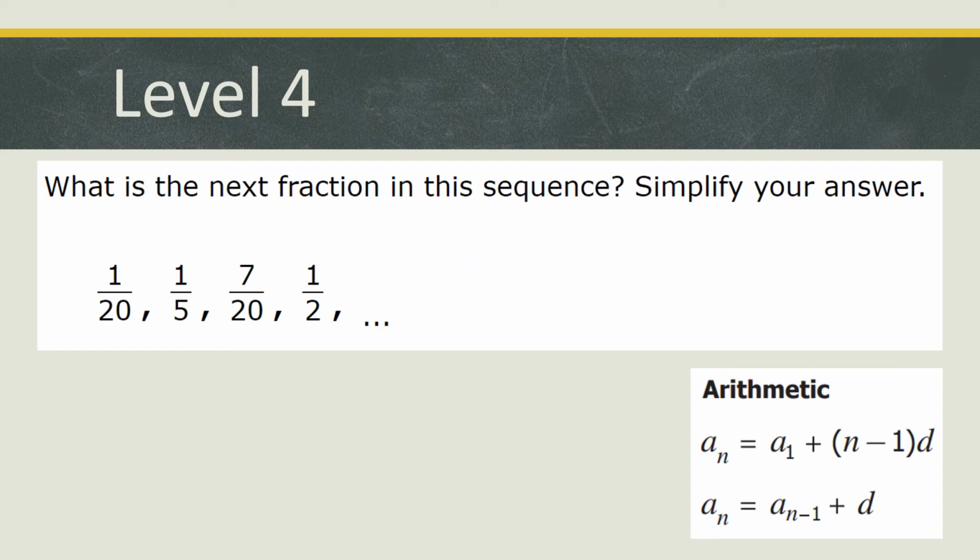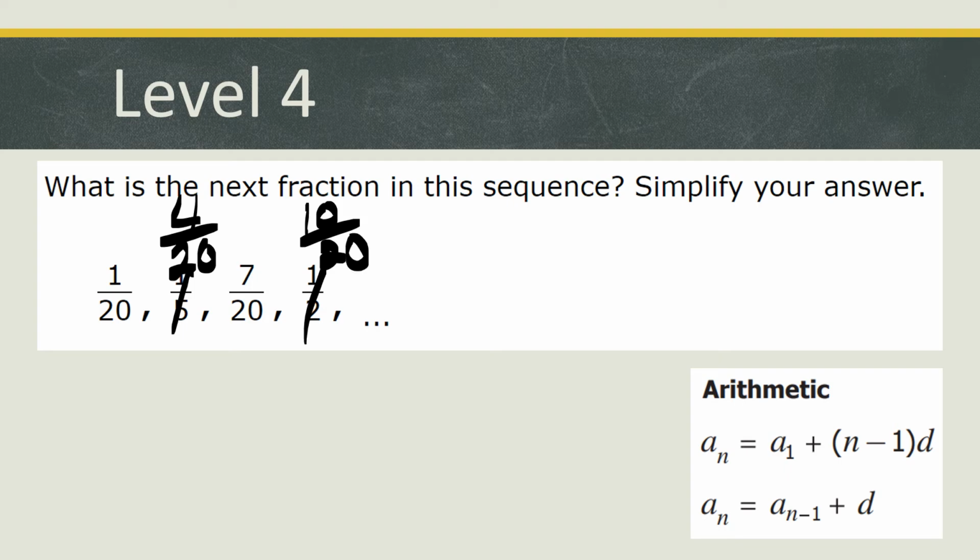Now, to kick it up a notch, we're dealing with fractions. And all this wants to know is, what is the next fraction? Before this gets overwhelming, we need to recognize that we have a common difference. It's going up or down by the same amount each time, but it's hard to notice that when they're not common denominators. So the first step is going to be to get common denominators. So instead of 1/5, I'm going to write this as 4 over 20. And instead of 1/2, I'm going to write this as 10 over 20.